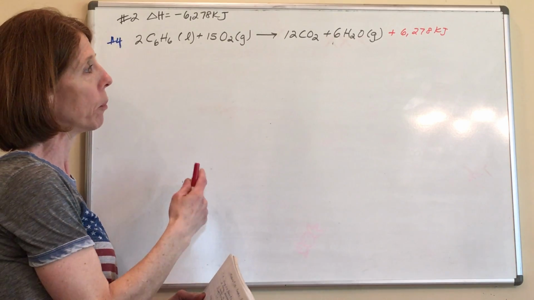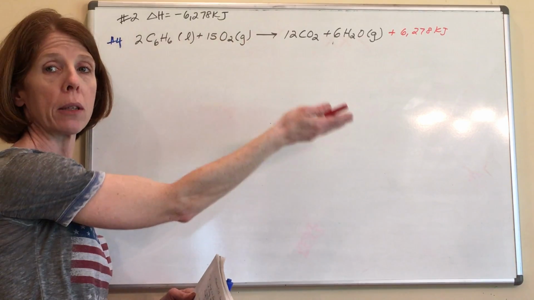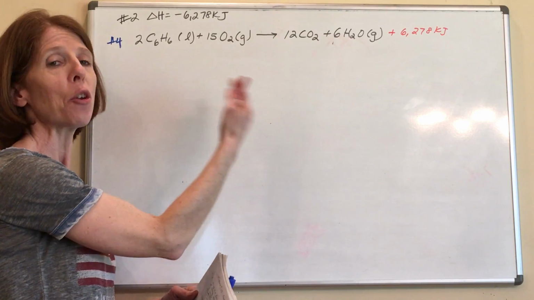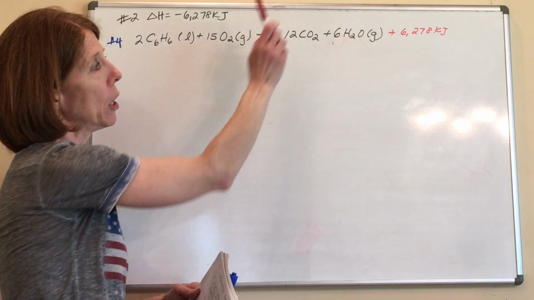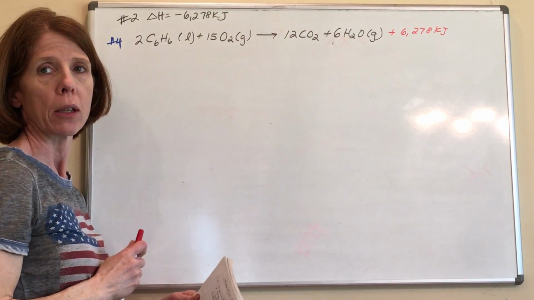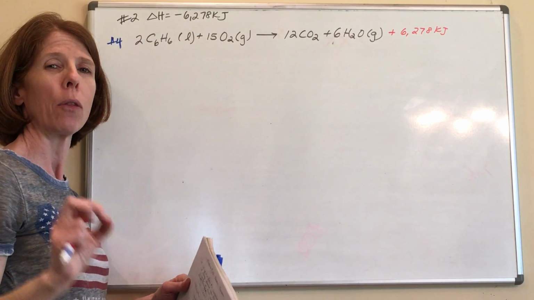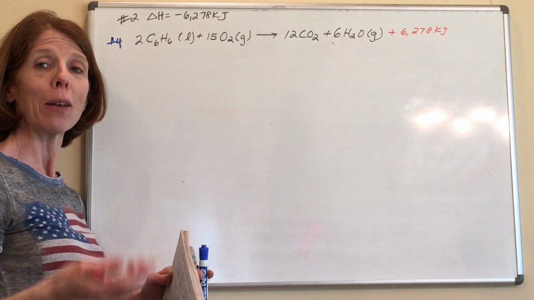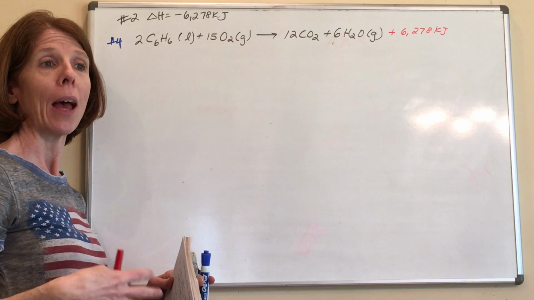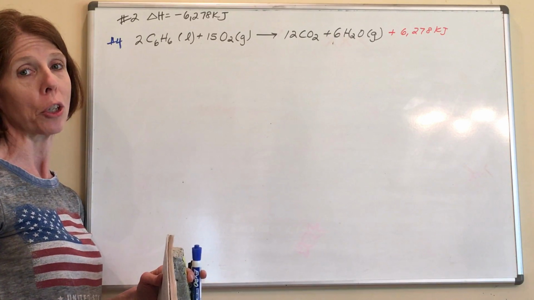If you remember from last week, if we have an exothermic reaction, we list the energy on the product side of the equation. If we have an endothermic reaction, we list the energy on the reactant side. This is exothermic, so the energy goes on the product side, but we list it as a positive. When we calculate our change in enthalpy, we get a negative number if it's exothermic, and that tells us it's an exothermic reaction.